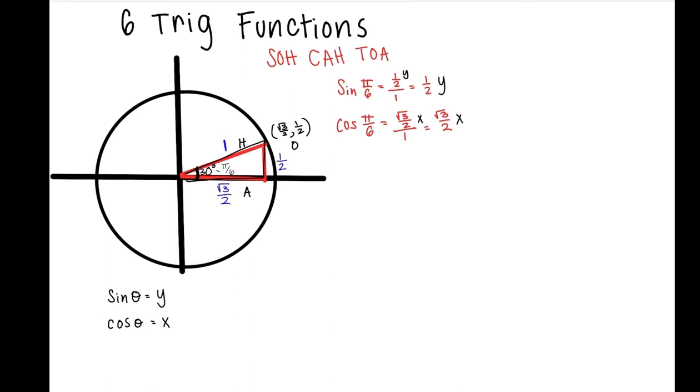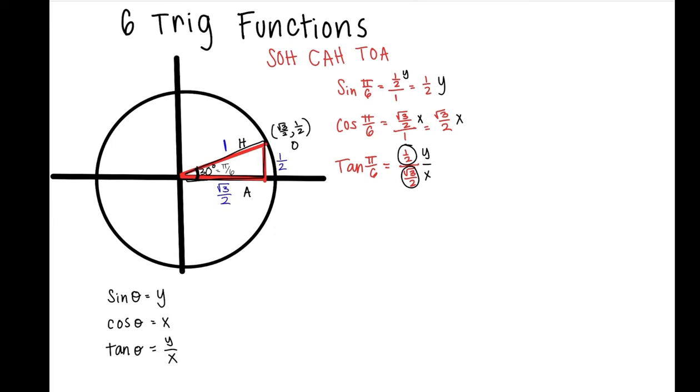Not much trickier is tangent. So if I have tangent of pi over 6, this is going to be my opposite over adjacent. So that's 1/2 over root 3 over 2. Now, probably the hardest part about this is simplifying it. But before we get there, I'm going to point out 1/2, that's my y, and root 3 over 2 is my x. So I can summarize that the tangent of theta is always going to be equal to my y value of that point over my x value of that point.